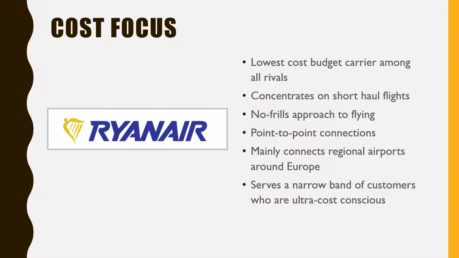The Irish-based Ryanair is a prime example of a cost-focused strategy. Ryanair is the lowest cost budget airline carrier among rivals. They focus on short-haul flights between smaller and regional airports and have 38 destinations across Europe, mostly regional airports with lower landing and handling charges. They have a no-frills approach to flying. They do not have an in-person check-in counter.